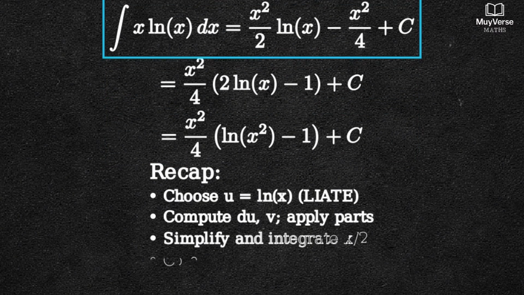Recap. Choose u equals ln x by LIATE, compute du and v, apply parts, simplify, integrate the easy piece, and combine.